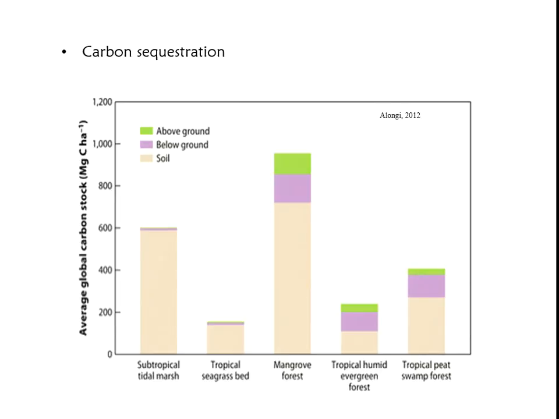This particular graph was put together by Dan Alongi, and he shows here in the middle the carbon stored in mangroves, and he compares that to salt marshes, seagrass beds, tropical humid evergreen forests, and tropical peat swamps. Mangroves store twice what any other system does. Carbon that's stored in these coastal forests or in the ocean is referred to as blue carbon.